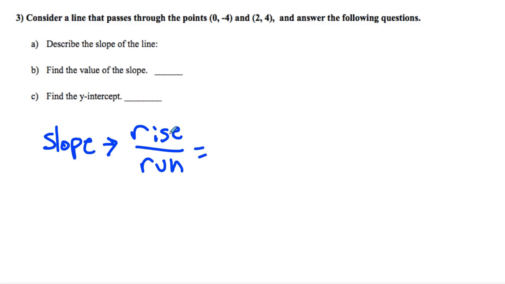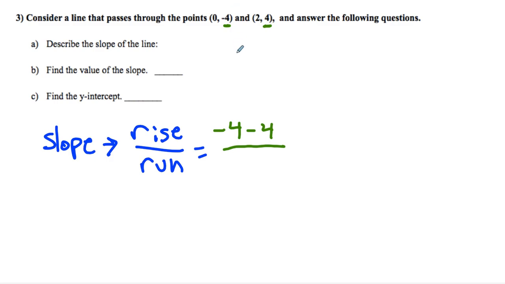Okay, well, to find my rise, I need to find the change in the y values, right, or the up and down on the graph. So what I'm going to do is look at my y values here, and I need to know the change between those two. So I am going to subtract them. My rise is going to be -4 minus 4, right? That's going to give me my difference between these two y values, up and down, okay?